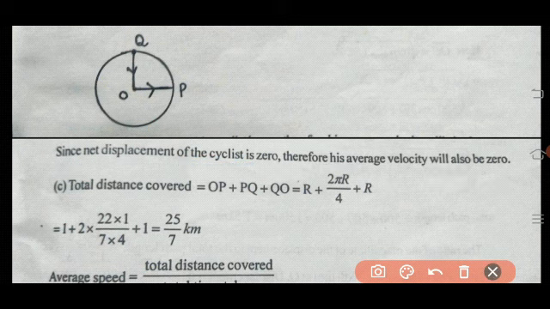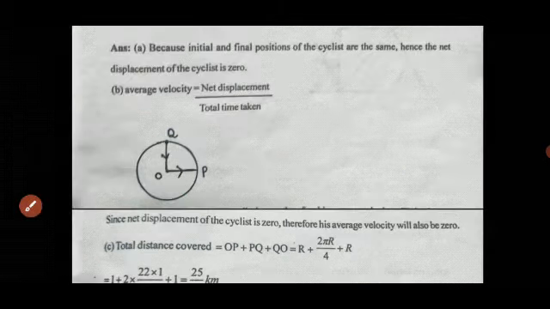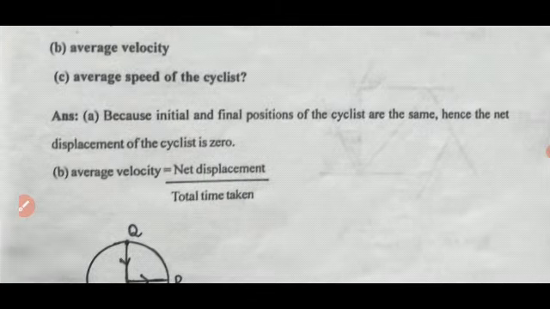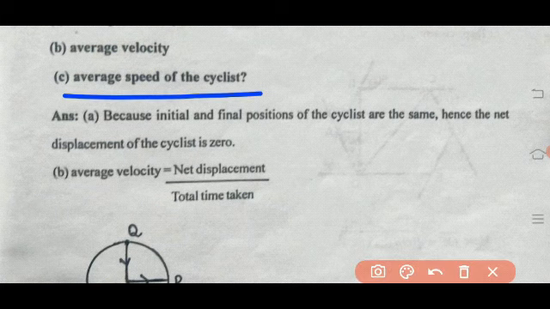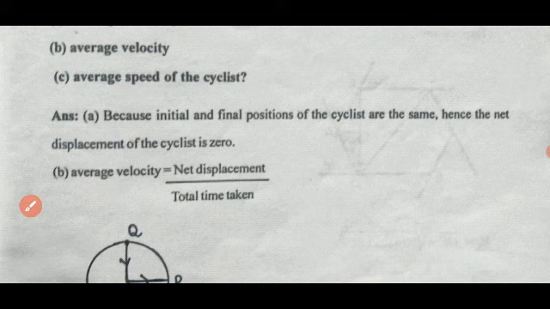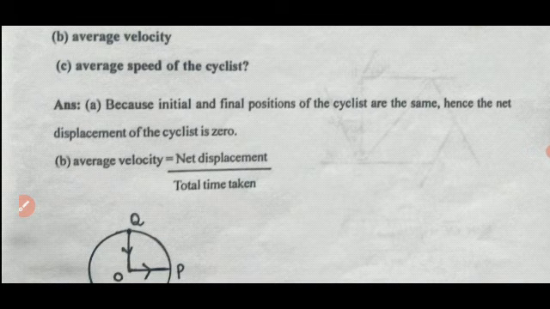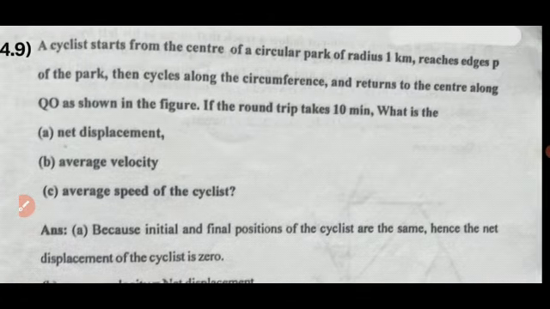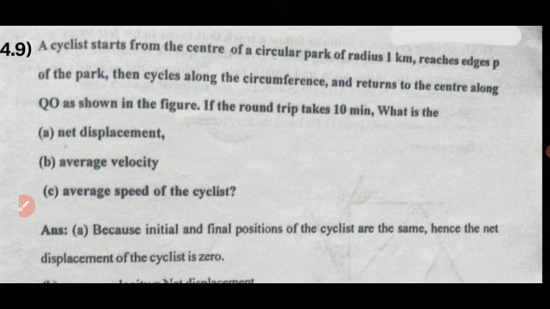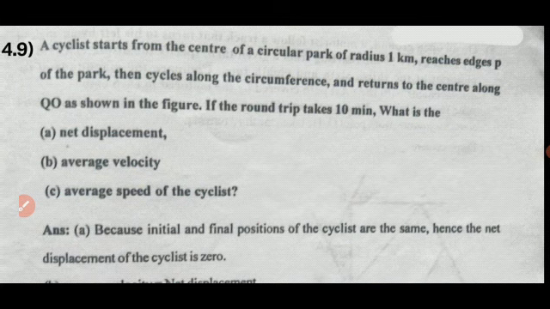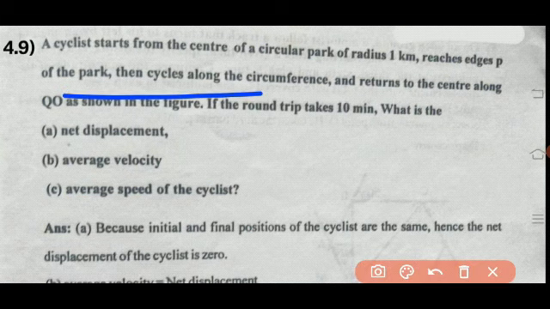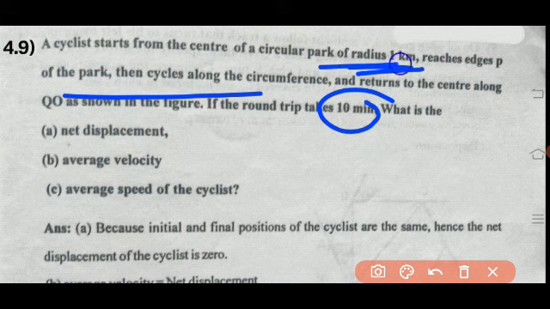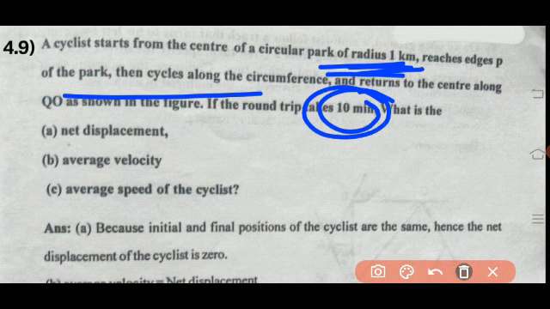Now we need to find out the third question. Okay, what is the third question? See, average speed of the cyclist. We have to find out average speed of the cyclist. To find average speed, we need total path length. Okay, so what is the radius? The radius in this question is given as 1 kilometer, and total time taken is 10 minutes. Okay, clear. So radius is 1 kilometer, total time is 10 minutes.